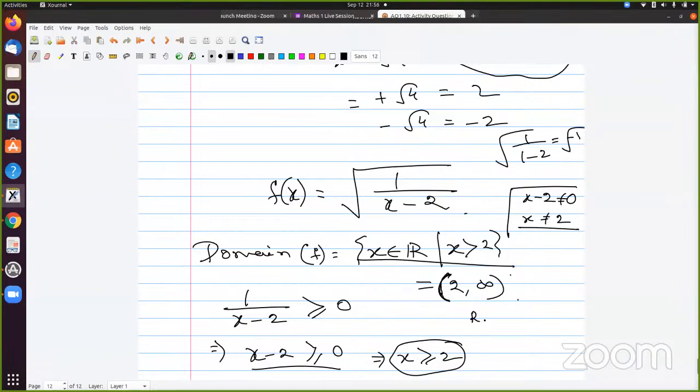Of what you did, 1 by x minus 2 greater than or equal to 0. You got it, is it? Sir, 1 to infinity, the range. No, sir. Positive real numbers. Any positive real number? Positive.